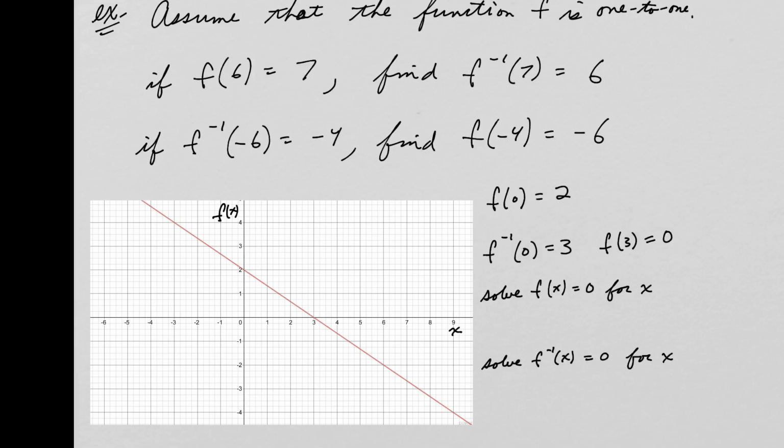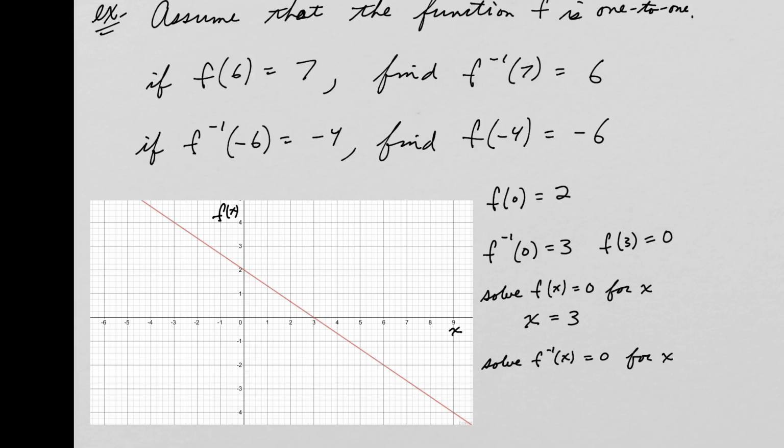Okay, what about the next question? Actually, it's very similar, right? I want to solve f of x equals 0. So what is the x for which the output is equal to 0? Well, again, the output is 0 when the input is 3. So in this case, x is going to be equal to 3.